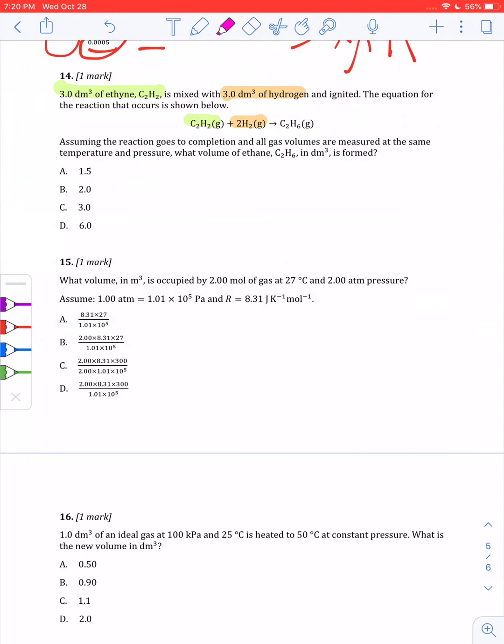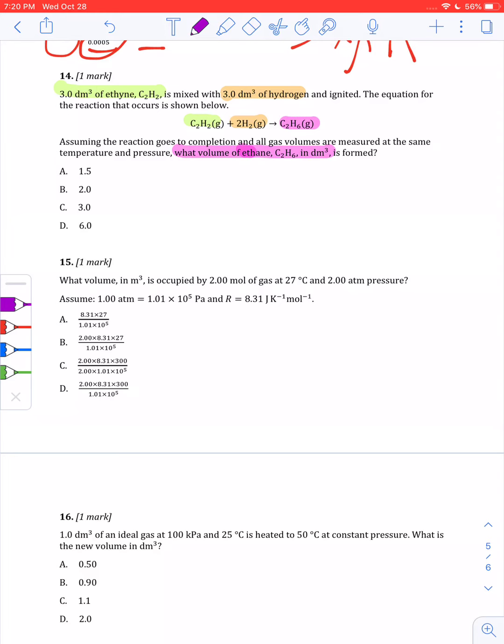And then if I keep reading, the question says, assuming the reaction goes to completion and all gas volumes are measured at the same temperature and pressure, what volume of ethane, which is C2H6, is formed? So we're solving for this product. So since they gave us amounts for both reactants, we are going to have to do limiting reactant.